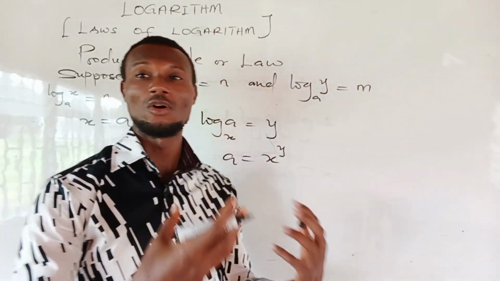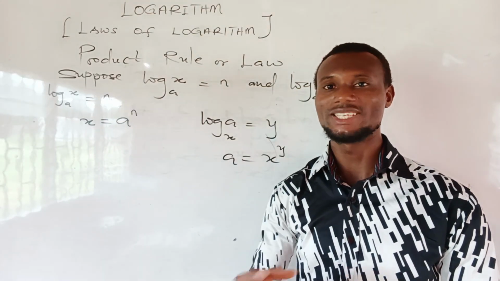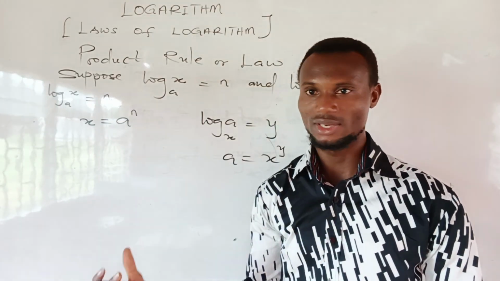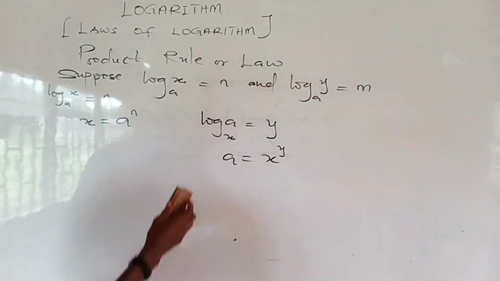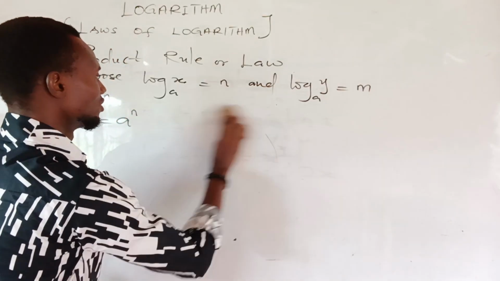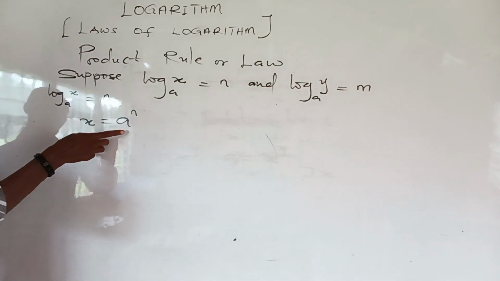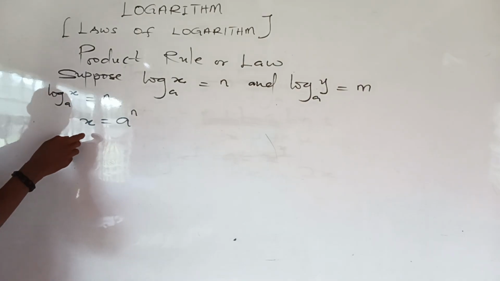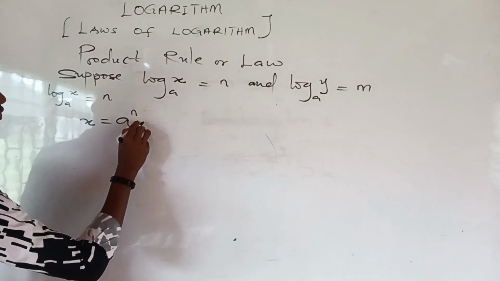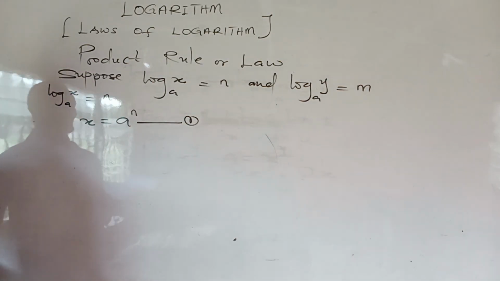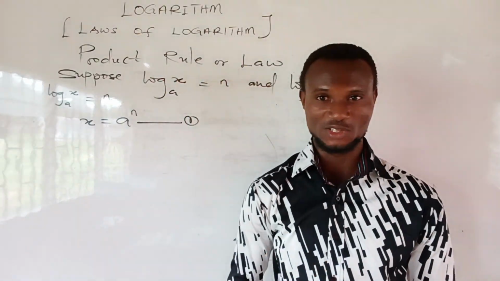So that's how to convert a basic log equation into exponent form, in a form which does not contain any more log. That's what we just applied to this one. Let me clean this one and let's proceed. Now from the first equation, we've been able to establish that s equals a to the power n. I'm going to label this as equation 1. I hope you understand and you agree with me up to this point.